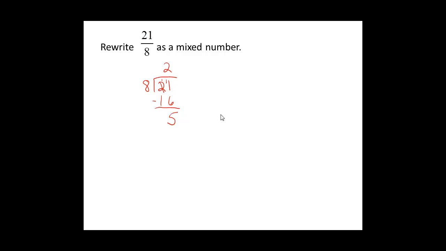Now, to write as a mixed number, the remainder that we have after we've performed long division is the numerator of the fraction part of the mixed number, and what we divided by is the denominator. Notice that the denominator here is the same denominator as our problem. So 21/8 is the same thing as 2 and 5/8.